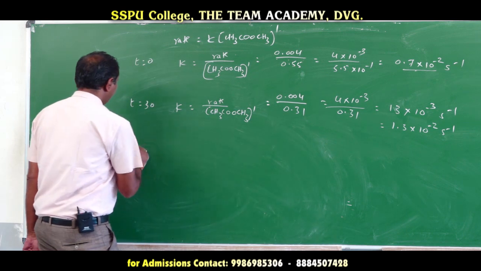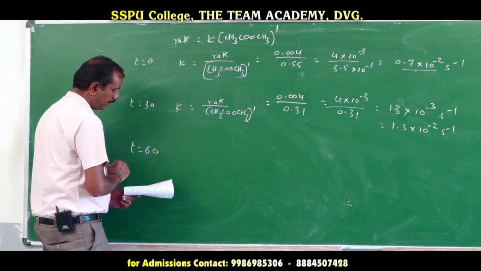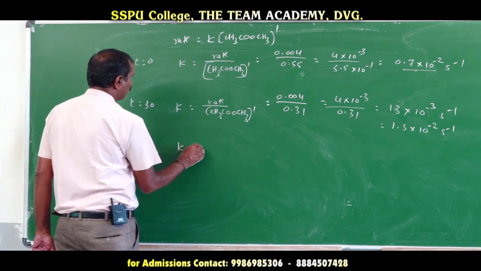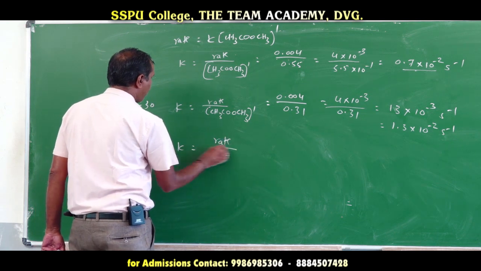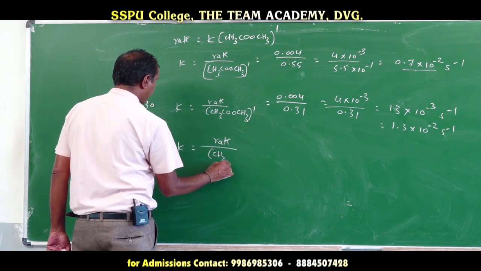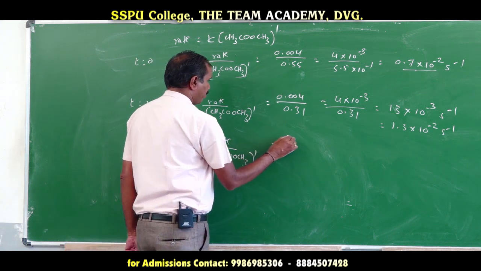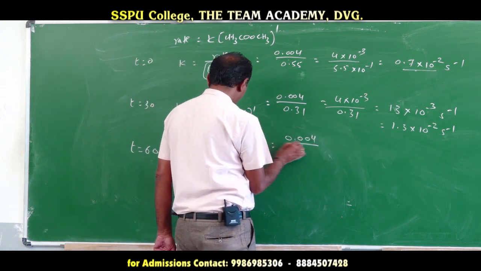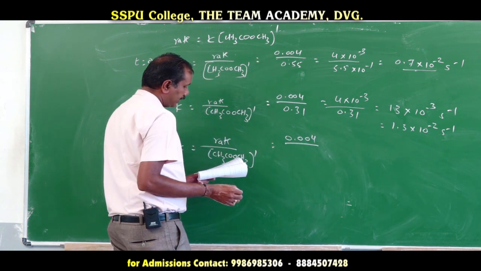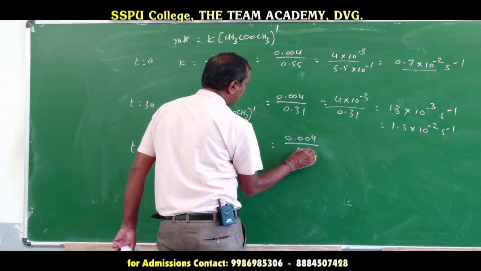Then when T is 60, by that time, where K equals rate divided by the concentration of methyl acetate to the power 1, 0.004 divided by, when the time is 60, the concentration is 0.17.